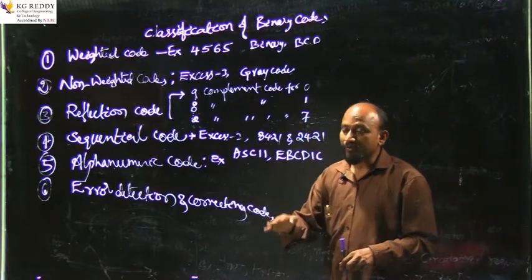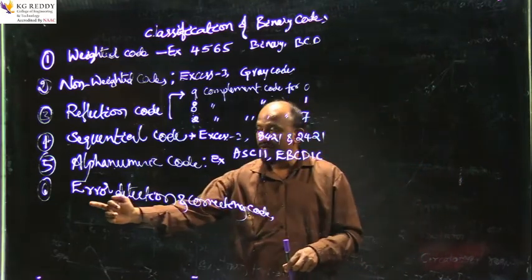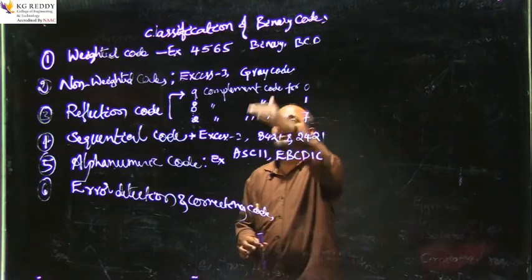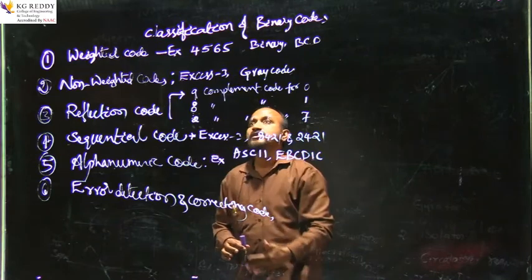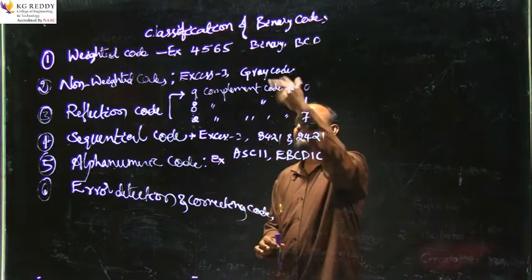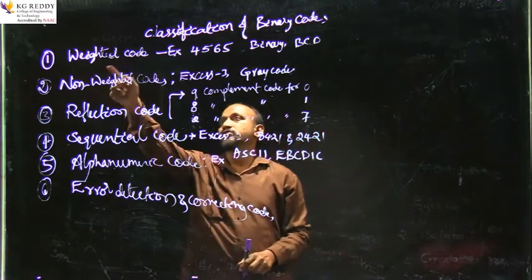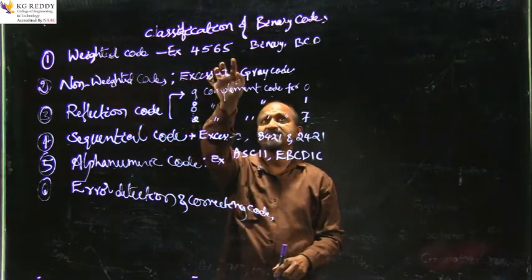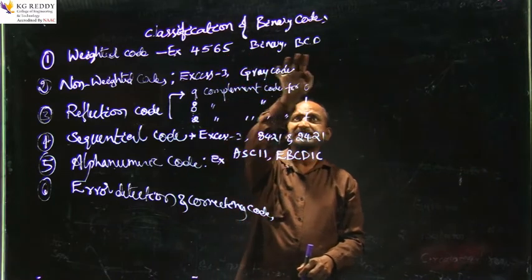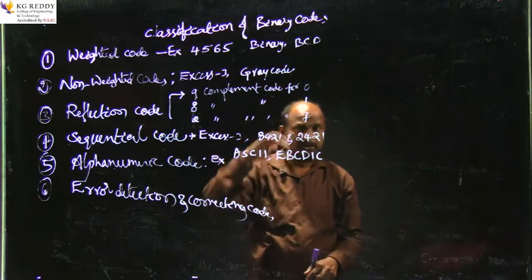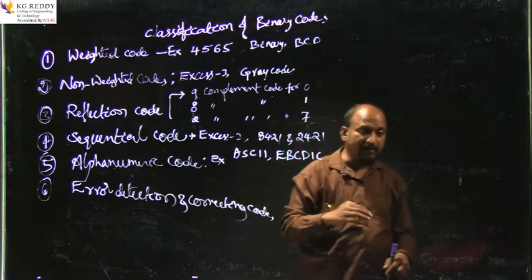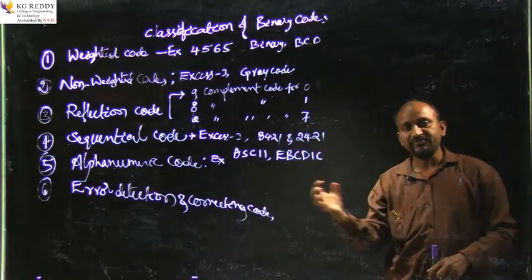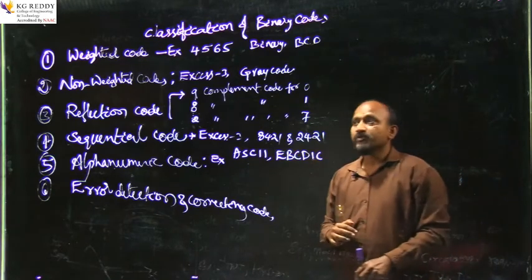We'll talk about this topic in depth later. Okay, so we'll discuss one by one among these 6 different binary codes. The first one, as we discussed, is the weighted codes. In the weighted codes, the example I have taken is 4565. Weighted codes are binary and BCD. All of these are weighted codes. In binary also, we have seen that each digit has its own weight. So such examples all come under the weighted codes.